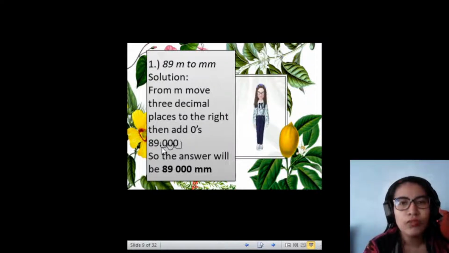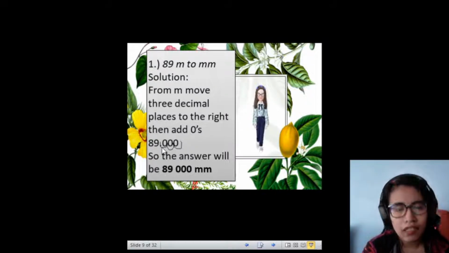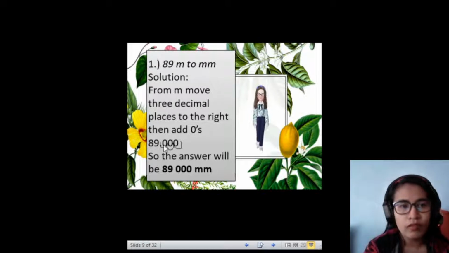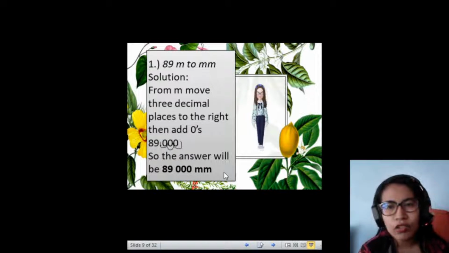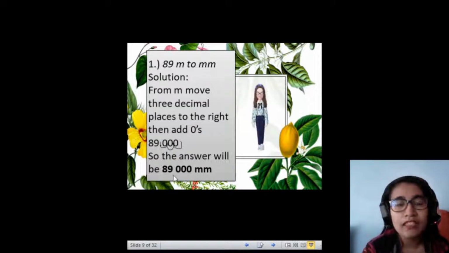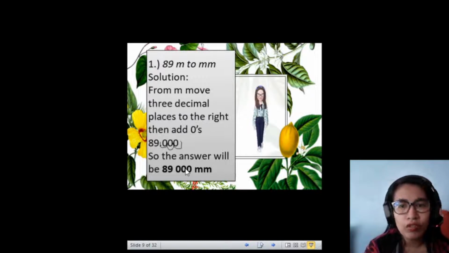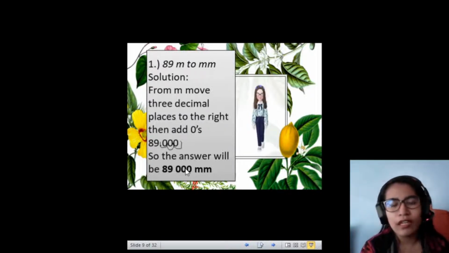Then you need to move that decimal point 3 places. So you have to add 3 zeros. So your answer will be 89,000 millimeter. So the 89 meter when converted to millimeter will become 89,000. That's the use of the conversion line or meter line.